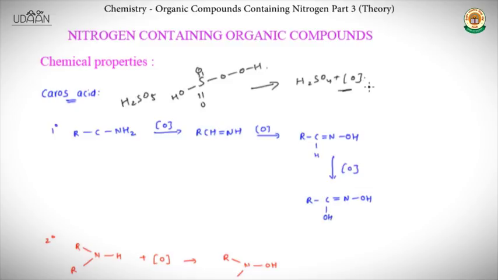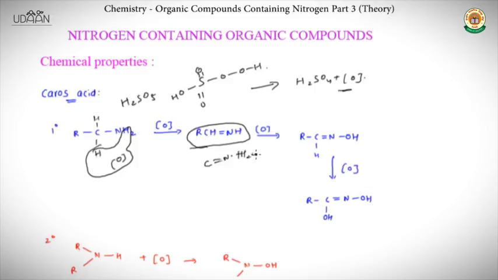So if you are treating this with amine, indirectly you are supplying oxygen to it, that is, you are oxidizing this. Now in the first step, on this carbon you have two hydrogens, and when you add 1 mole of this nascent oxygen or H2SO5, this is going to take two hydrogens, one from this carbon and one from this nitrogen, and you are going to get a double bond, which is C double bond N plus water you got.